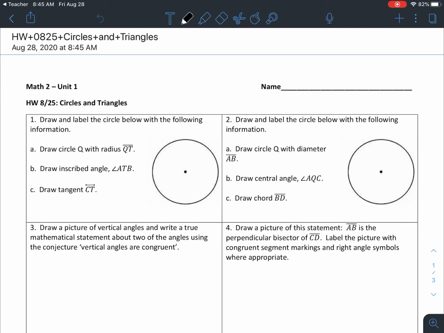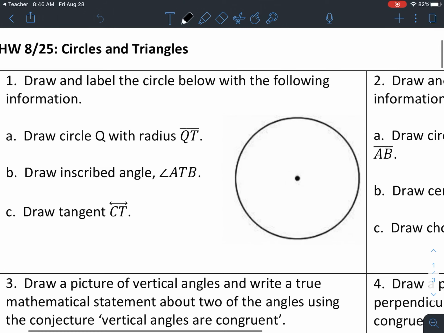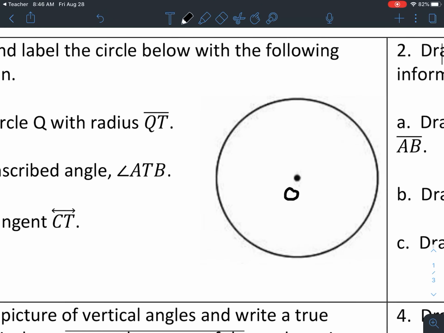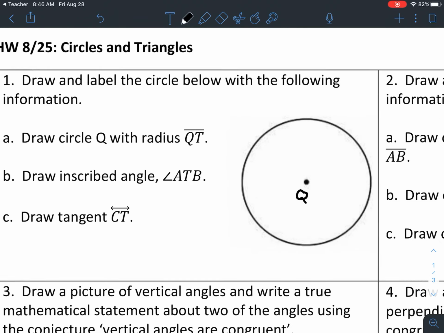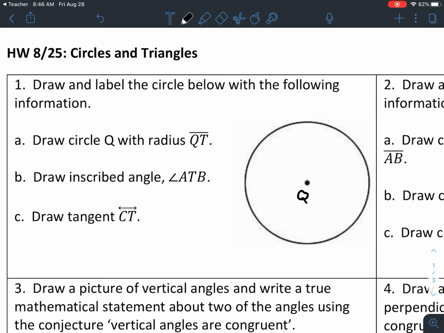So it says draw and label the circle below with the following information. So draw circle Q. So we already know right away this is going to be circle Q, so we can label the middle with the Q. So just do the best you can with a Q. With radius QT. So we should remember that radius is from the center to an edge of the circle. And they're asking us the points Q, which was the center, and T, which is the end right there. Okay, so already we're done with that.